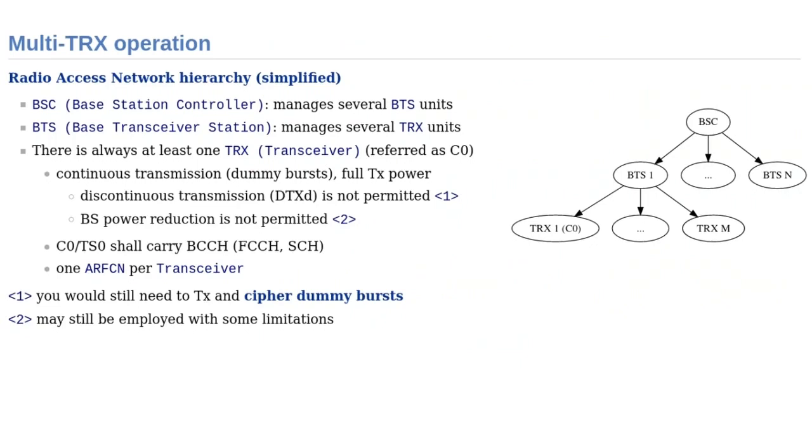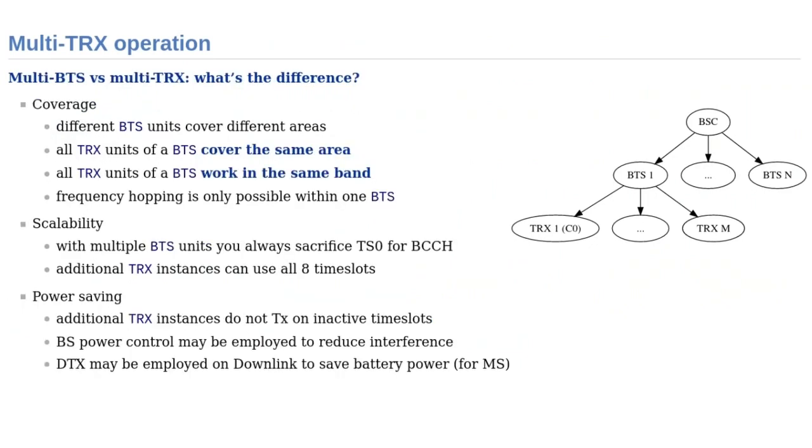And this is a simplified diagram, and for many people, as I discovered, it's not really clear what the difference is between having multiple base stations on site and having multiple transceivers. So imagine you have some hardware, and the question is: should I run, let's say, 3 base stations, or should I run 1 base station with 3 transceivers? And the difference is mostly in coverage.